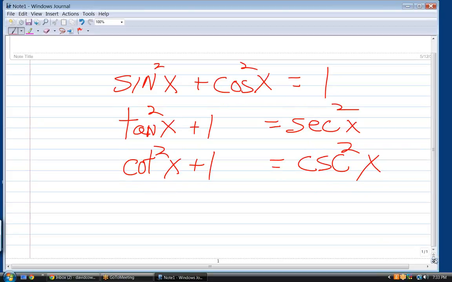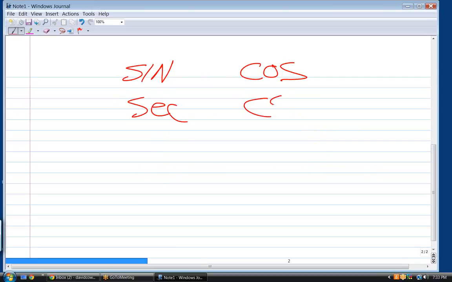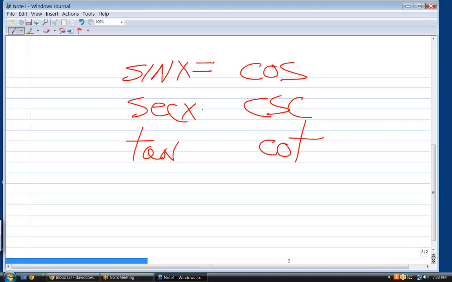So that was the cofunction thing then. Okay, well, that's pretty easy. What's the cofunction of sine? Cosine. What's the cofunction of secant? Cosecant. What's the cofunction of tangent? Cotangent. What are their relationships? They all share this same relationship.